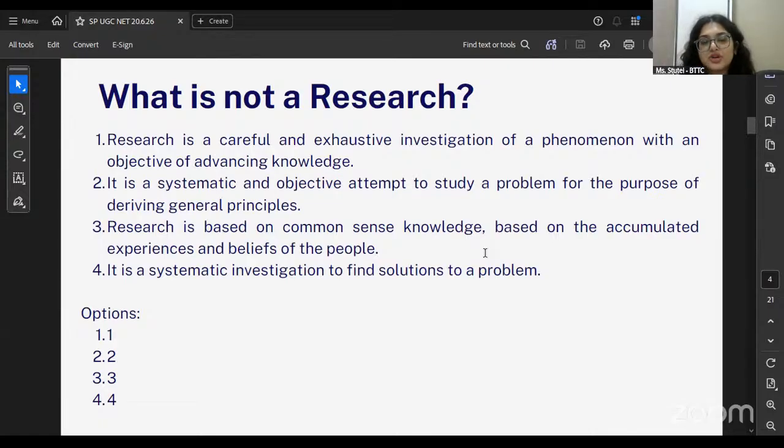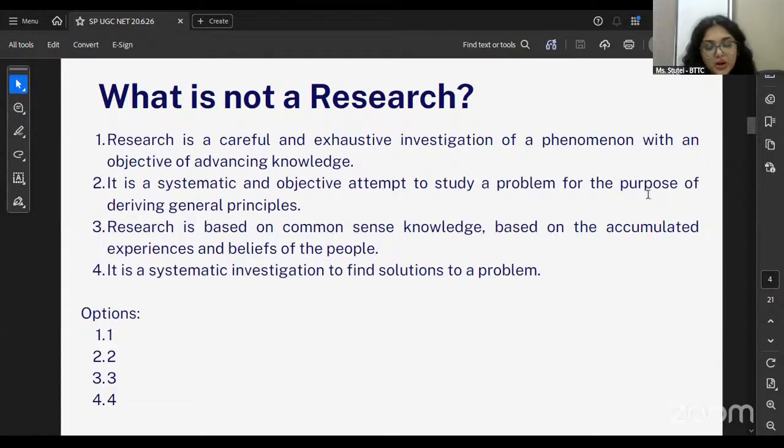The first thing that comes to your mind when you look at research is evidence, scientific, words like that. So it is not really based on accumulated experiences and the beliefs of people. It is a rigorous process that people follow. When we think of research, we hear these terms that it is a systematic and scientific investigation. It requires evidence, verification, and objectivity. And like I said, common sense and beliefs may inspire research, but they're not research themselves.